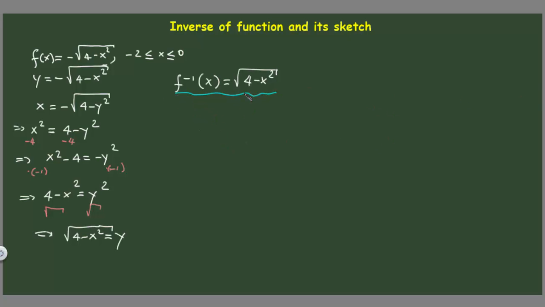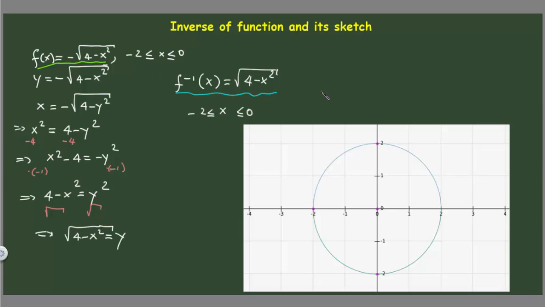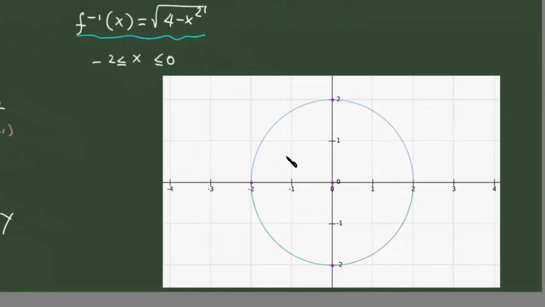As you can notice, f minus 1 is also defined in an interval of minus 2 less than or equal to x and less than or equal to 0. It is also defined in this interval. Now sketching the function will give us something like this. Now this is our sketch or the graph of our two functions.